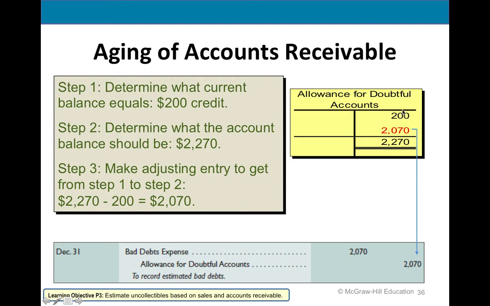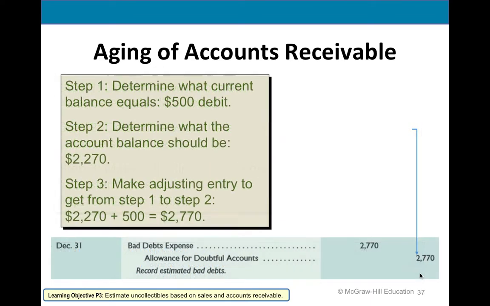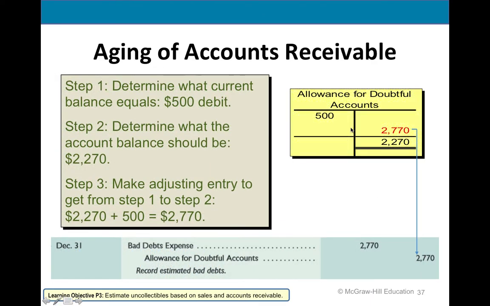Now, if you notice here, we had $200 in there. To get to $2,270, again, do the difference, $2,070. Now remember, the balance should always be a credit, but sometimes I might have a debit balance. So now instead of subtracting the difference, you got to add the difference to get to $2,270. So take the $500 plus the $2,270. The adjustment should be that difference, $2,770.